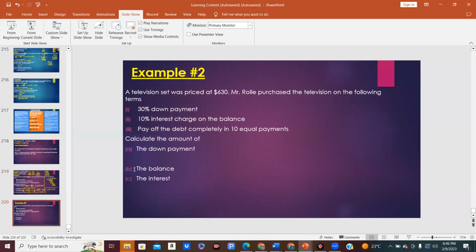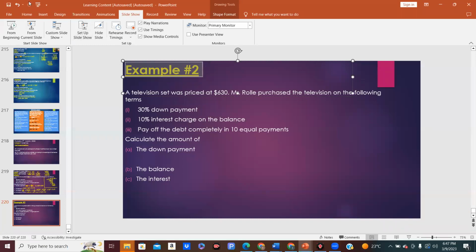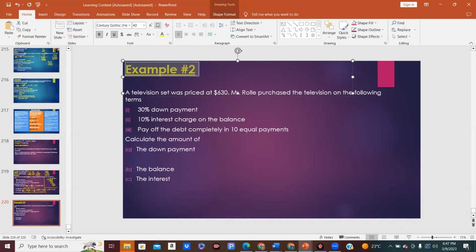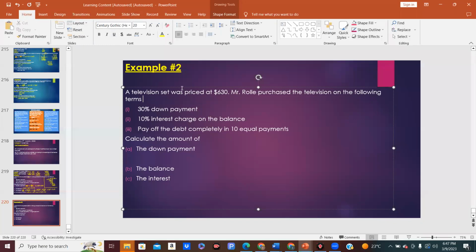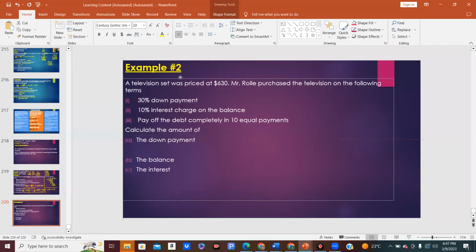Okay, so now we move on to example number 2. This one says that the television set, still dealing with the television set, this time is sold at $630. And we have Mr. Rule this time, who purchased the television using the following terms: 30% down payment, 10% interest on the balance. And he has to pay off the debt completely in 10 equal payments. And we want to figure out what is the down payment.